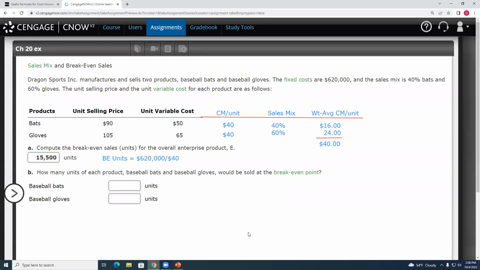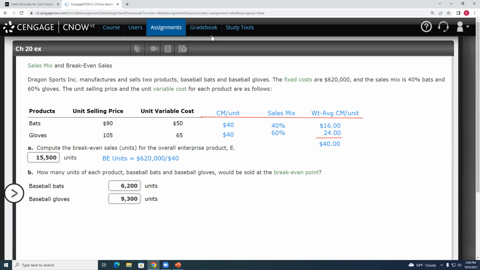That's the total number of units that this company, Dragon Sports, needs to sell. We were told that 40% of those units would be bats. So 40% of 15,500 is 6,200. So 40% of the total break-even units would be bats, and the other 60% would be gloves, or 9,300. This question asks us for break-even units and then units for each one of the products.